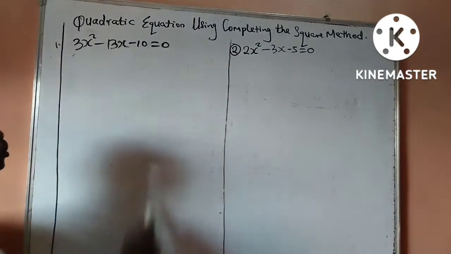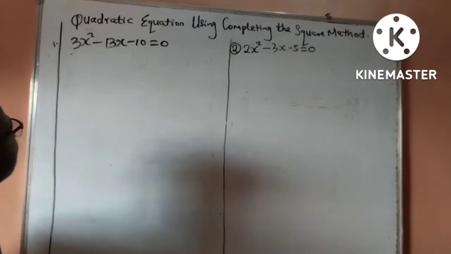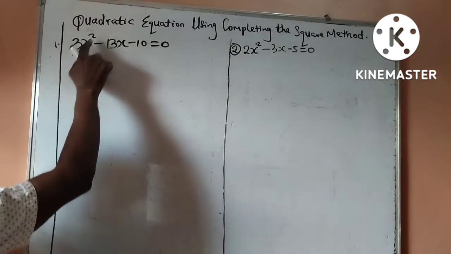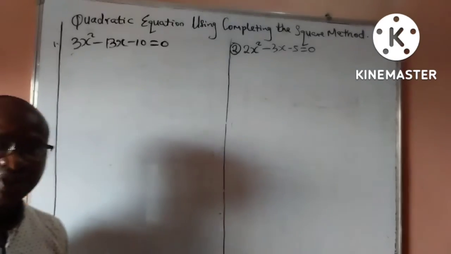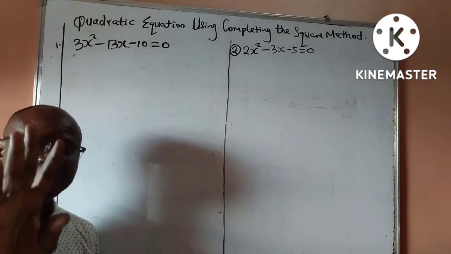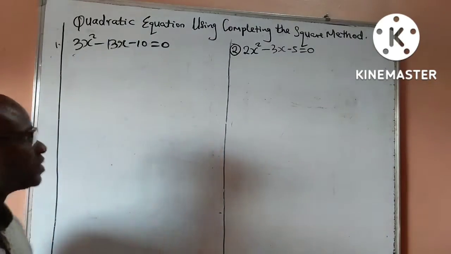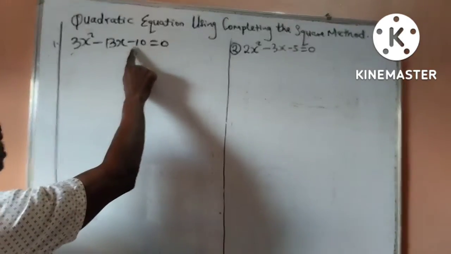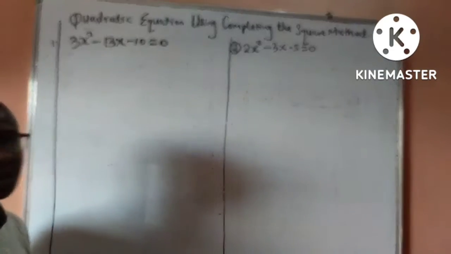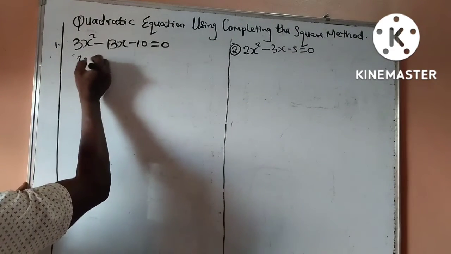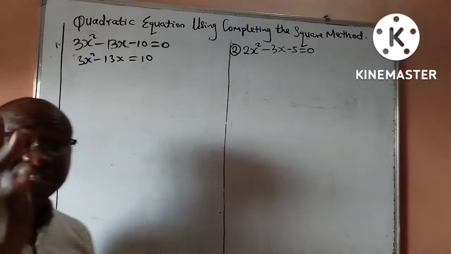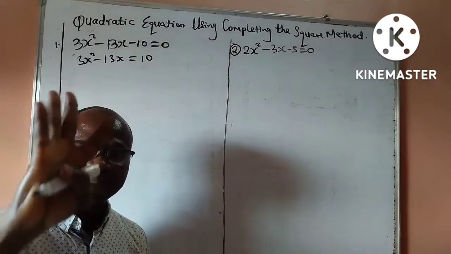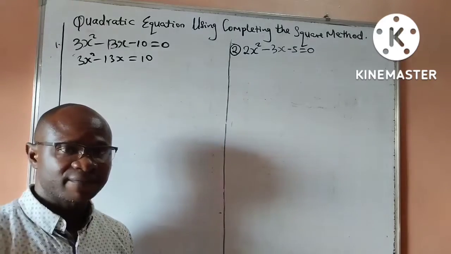So diving into the first example, I have 3x raised to the power 2 minus 13x minus 10 equal to 0. We are going to take 7 steps on this question and we will get our answer. The first step is to move the constant, which is minus 10, to the right hand side. So I will now write 3x squared minus 13x equal to 10. I have taken first step, remaining 6 steps out of 7.